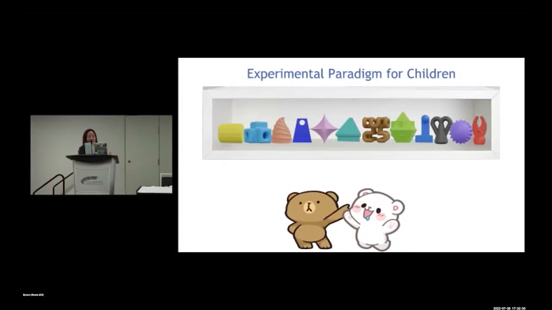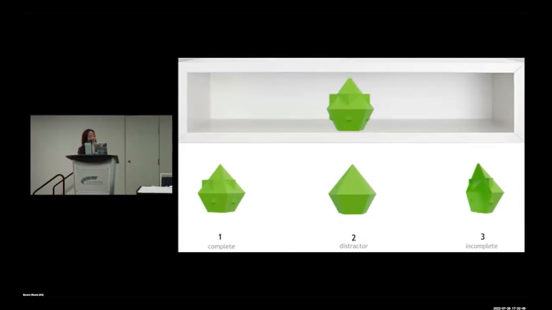Basically, we introduce children to a toy store where there are 2 characters, Teddy and Spotty, who are exploring different kinds of toys. All of these toys are too high up on the shelf, so Teddy and Spotty cannot reach any of them. And we ask children to help us figure out what these toys might look like if they're turned around. So here's an example of a trial.